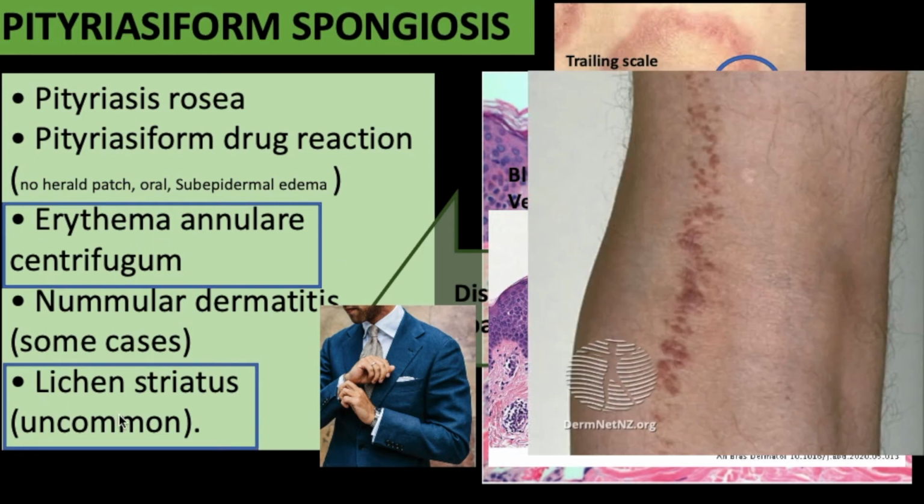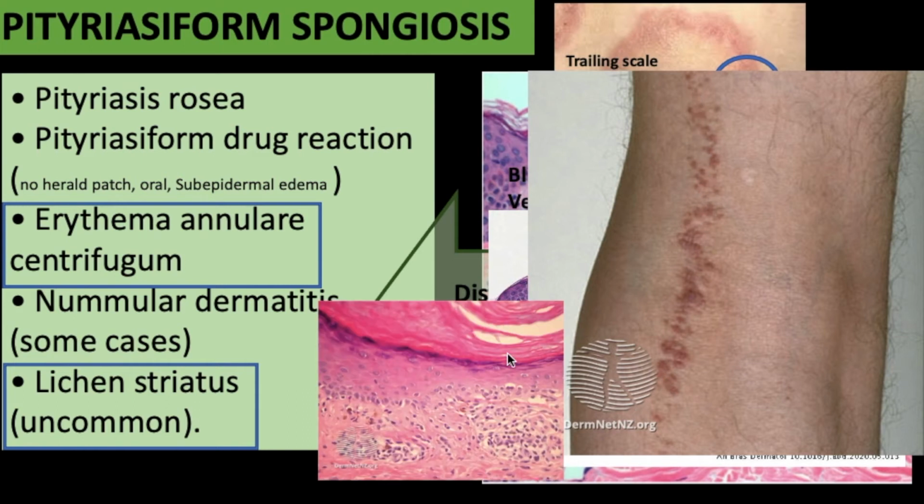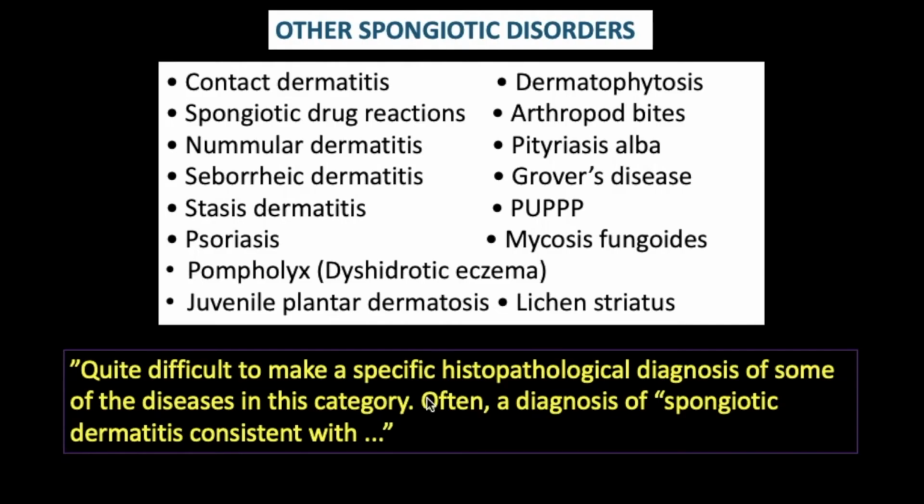Lichen striatus also has a specific clinical presentation where the scaly lesions are linear. And on histology, you will see pigmented melanophages in the superficial dermis along with apoptotic keratinocytes in the epidermis. Finally, the other spongiotic disorders are like a wastebasket, where we put all the different diseases in this category when we don't have a specific diagnosis.